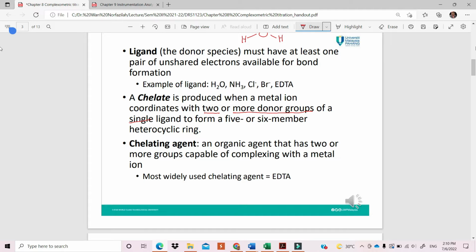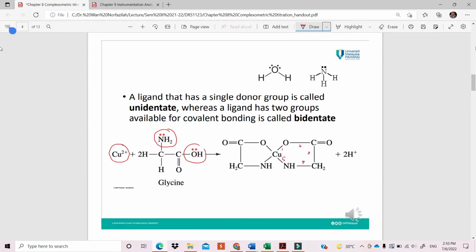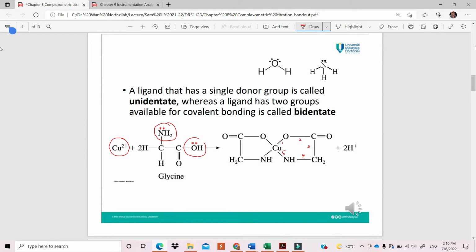Okay, so most widely used chelating agent is EDTA. So what is EDTA? Okay, after this we have the definition of EDTA. Right, so we go to another 2 terms used in complex geometric titration, which is unidentate and bidentate. So a ligand or a chelating agent, a ligand. Chelating agent dia kena ada 2 atau lebih donor group, but a ligand, okay, kalau dia ada 1 je donor group, kita panggil dia ligand. 2 atau lebih pun kita panggil ligand juga, tapi nama lain dia boleh jadi chelating agent.